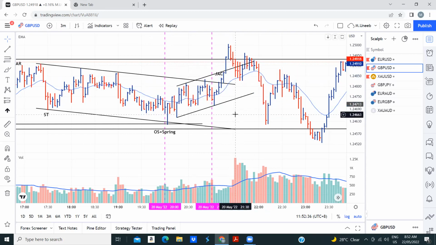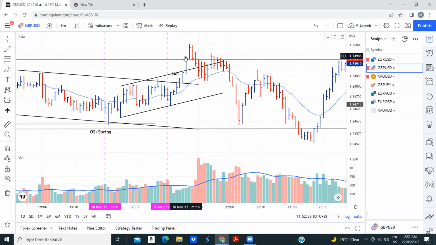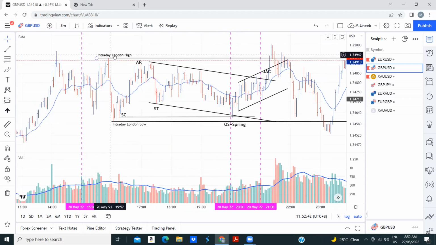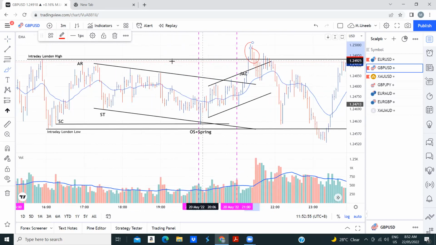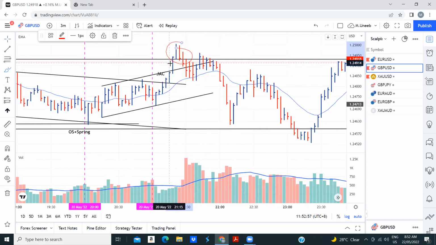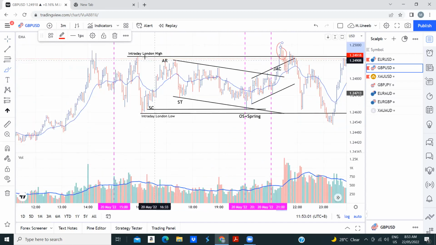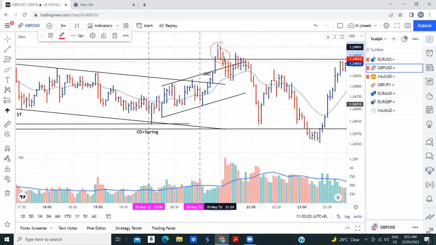The highest point. We were oversold here. After oversold, we also broke above the intraday London high, and then after the intraday London high, we immediately reversed. Can you see? Oversold. And this is the upthrust. Oversold plus upthrust. Can I say it like this? It was an upthrust of this intraday London high, right?